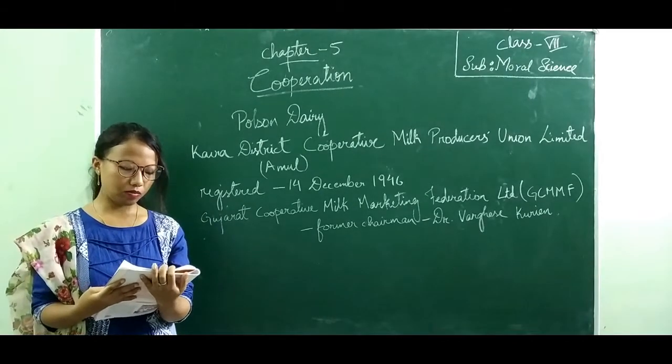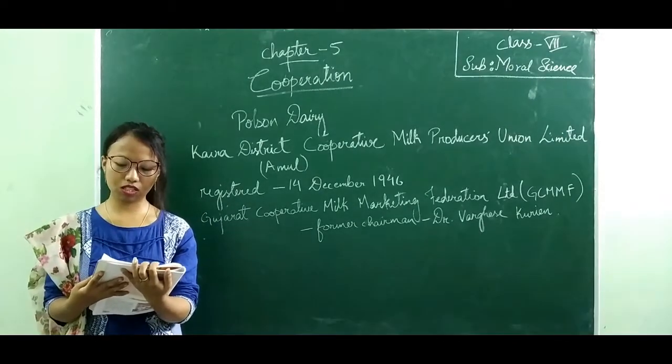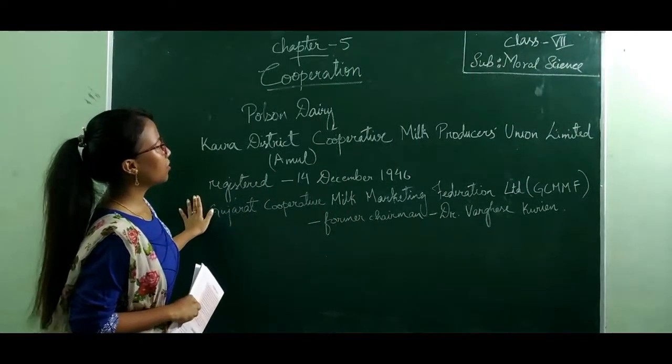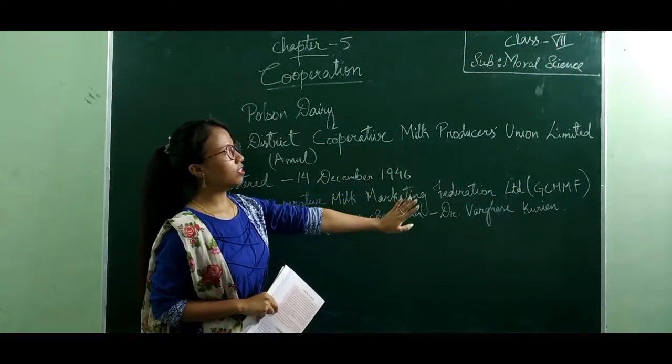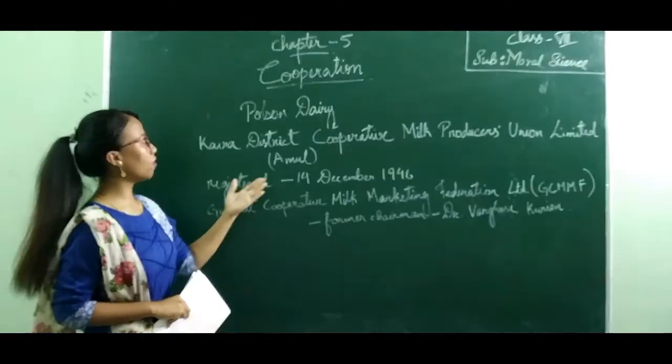They decided to pool up their milk and work as a cooperative. This resulted in the formation of the Kaira District Cooperative Milk Producers Union Limited, which is nowadays popularly known as AMUL.